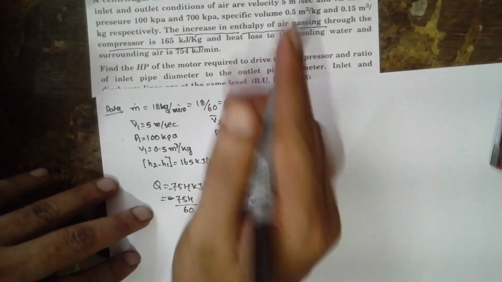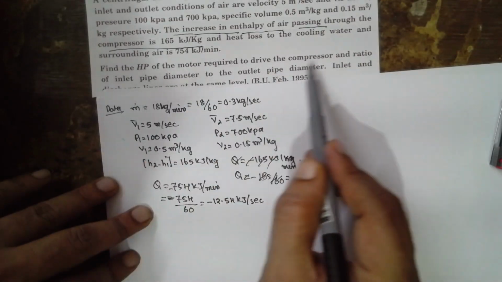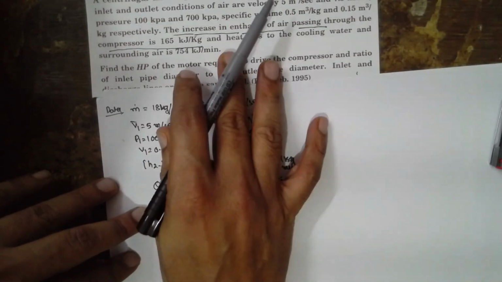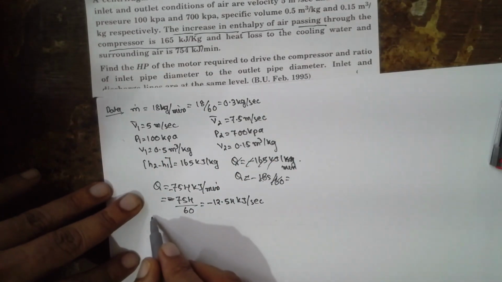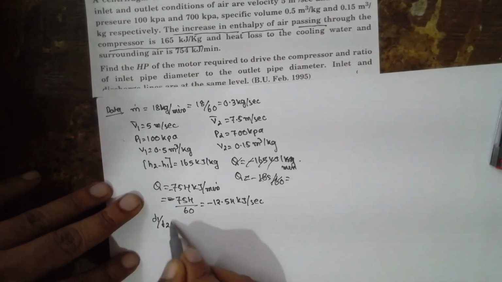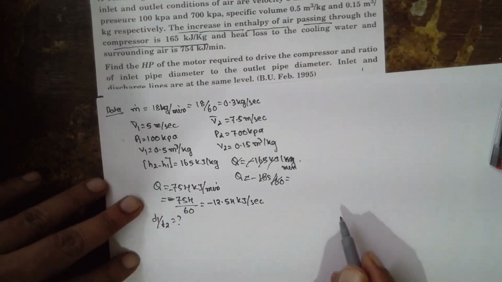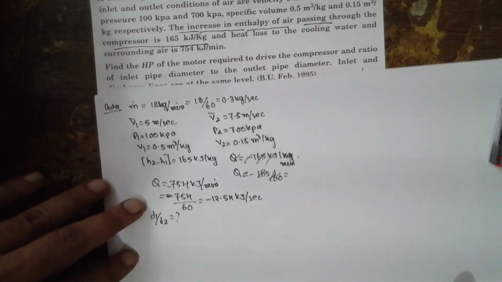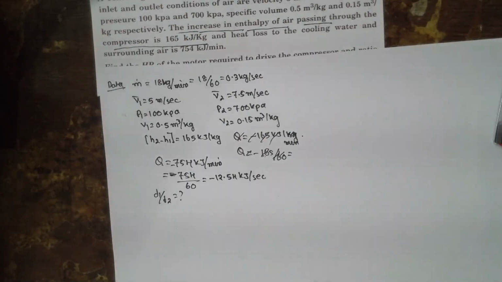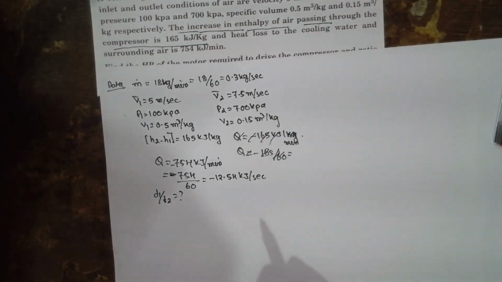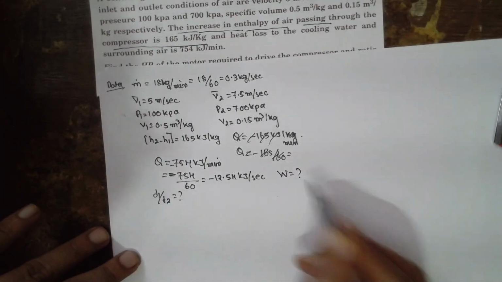Now we have to find out the work output in terms of HP. And one more, the ratio of inlet to outlet pipe diameter we have to find out. That means we have to find the ratio D1 divided by D2. Now let us find the answer with respect to work done, because we need to find the W value here; the Q is given.